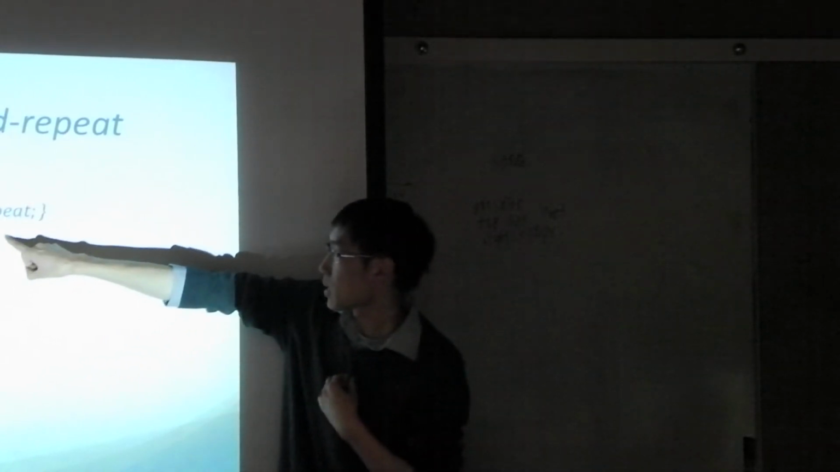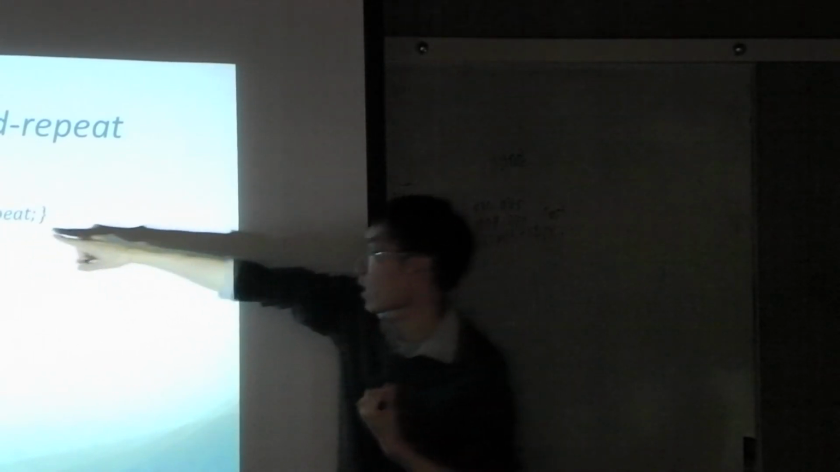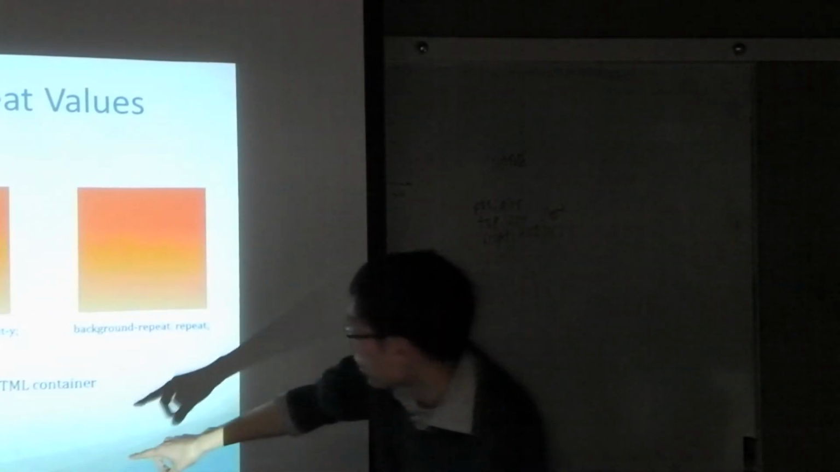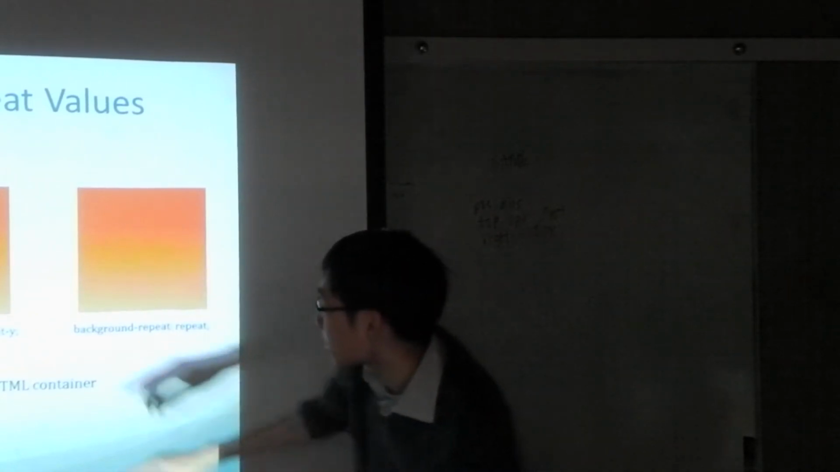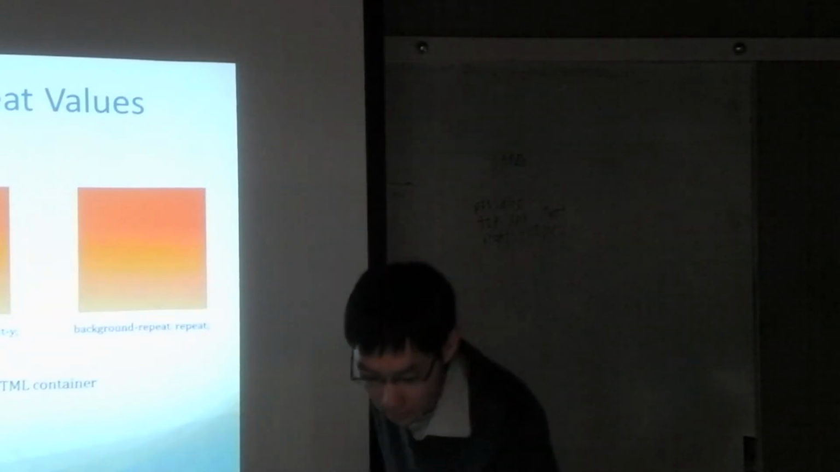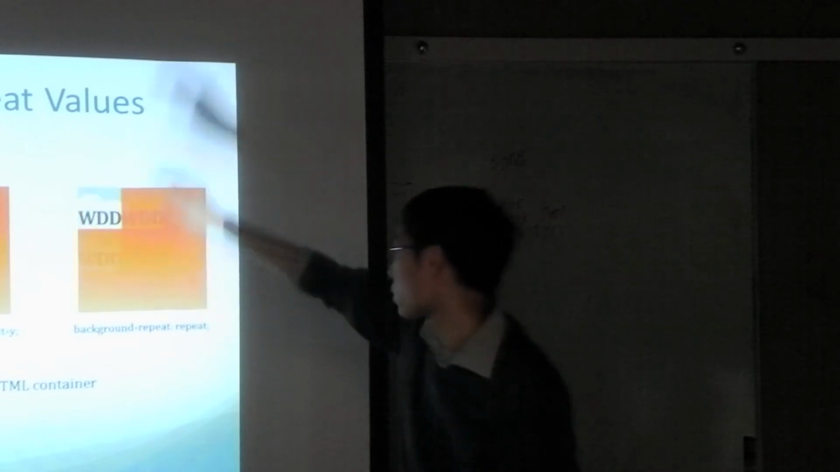You say CSS background-repeat, and then you give it a value, and these are the 4 values that you can give it: repeat, repeat-x, repeat-y, and no-repeat. So this is repeat-x. If we take the orange part as some container, repeat-x is gonna repeat across the X axis. And repeat-y is gonna repeat across the Y axis. And repeat is just gonna repeat everywhere.